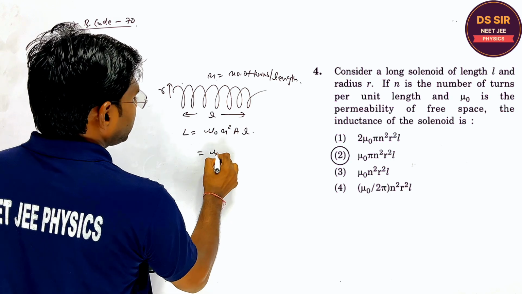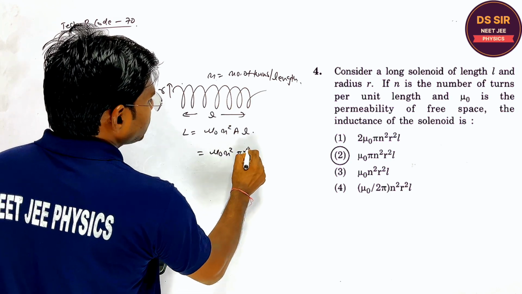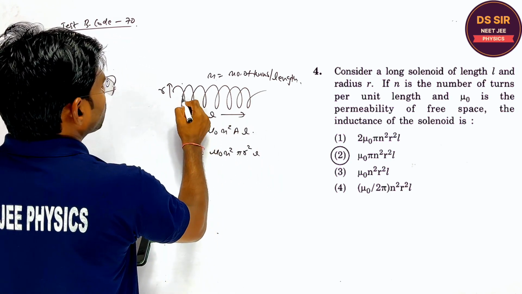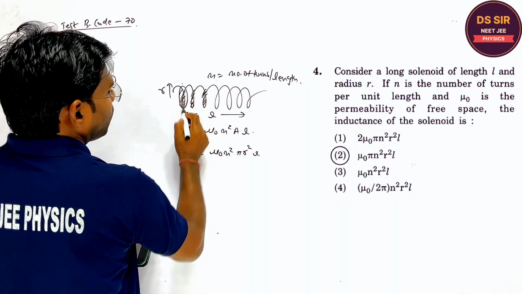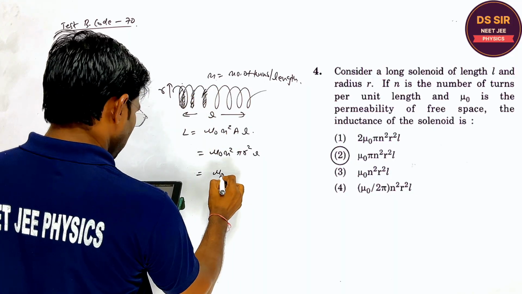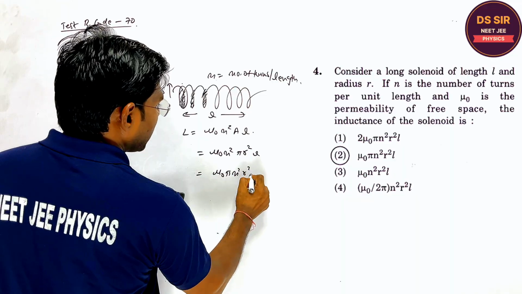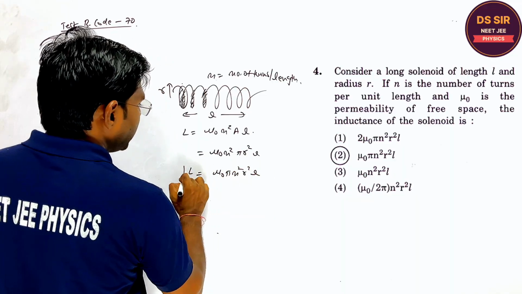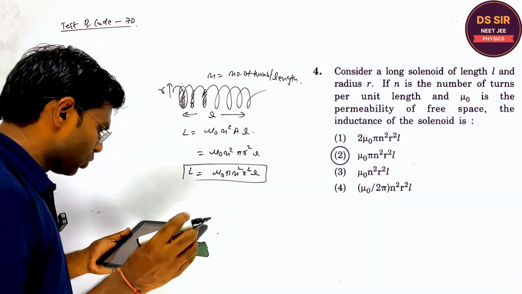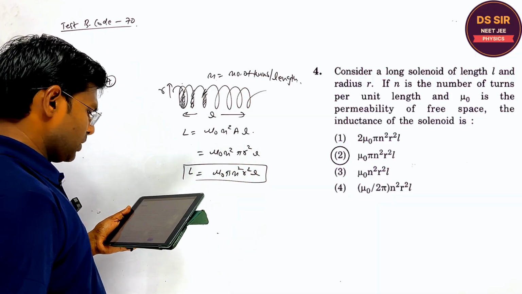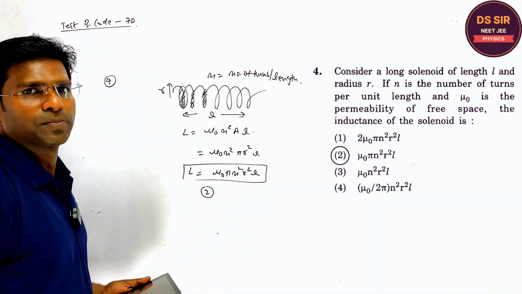But here what is A? It is pi r square, the area of the cross section. If you consider the cross section, the area is pi r square. So you will write mu naught pi N square R square L. This is the inductance of the solenoid, and it is a very useful formula. It is a very simple question, and the second option is the correct option.